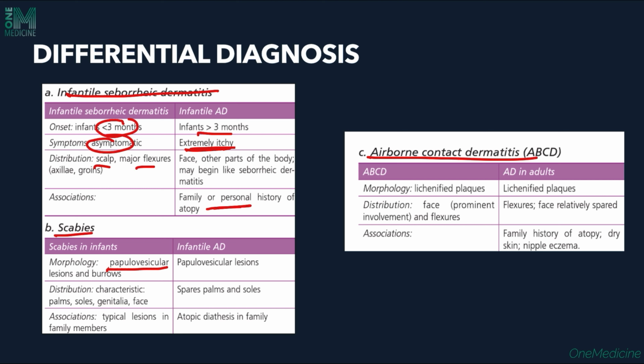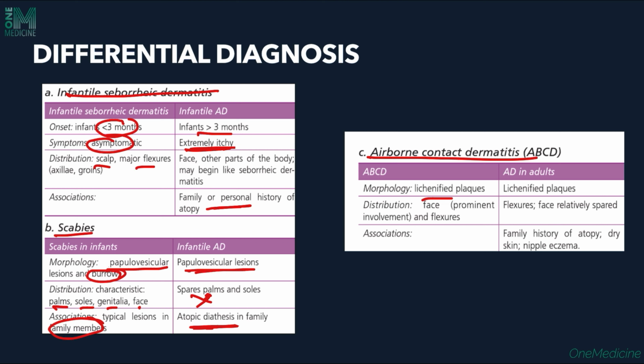In scabies, papulovesicles can be seen, burrows can be seen characteristically, and the palms, soles, genitalia and face can be involved. Family members are also affected. Here in atopic dermatitis we see papulovesicular lesions, but palms and soles are spared. Atopic diathesis in the family will be present.